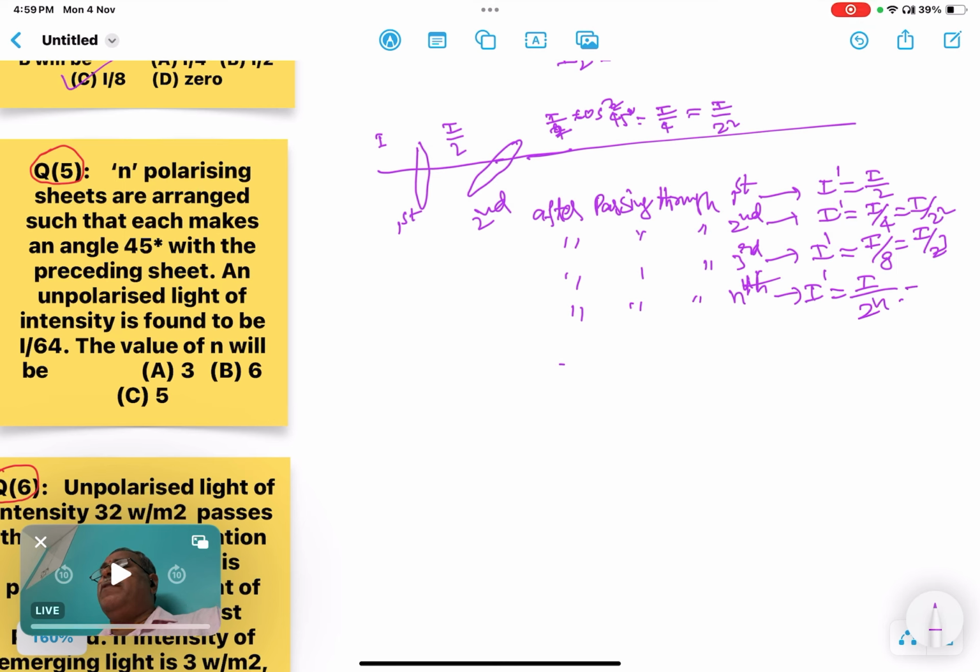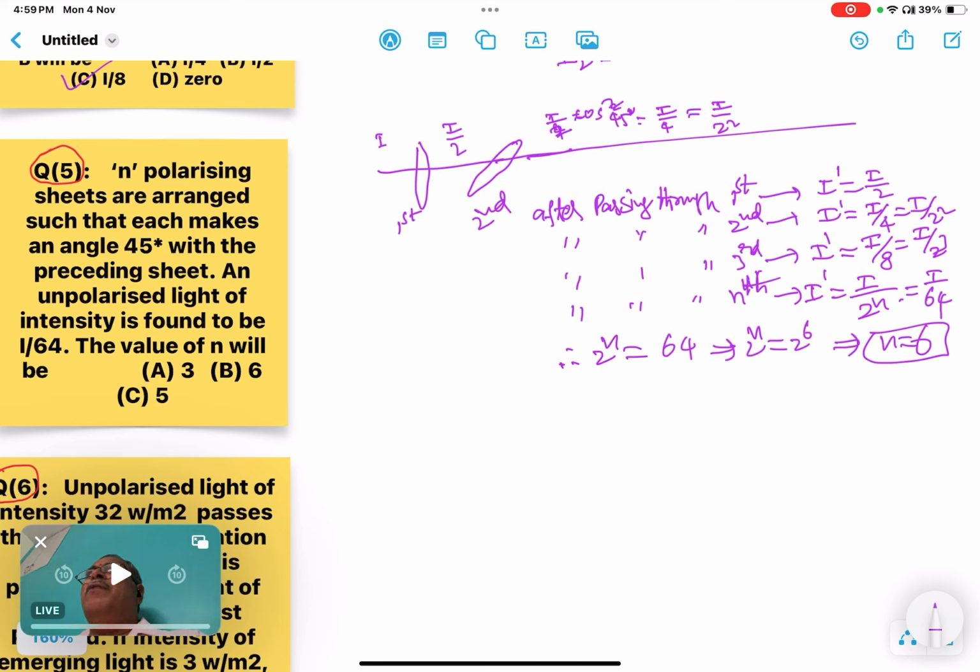This value is given as I by 64. Output intensity is given. So 2 to the power of n equals 64, that implies 2 to the power of n equals 2 to the power of 6, that implies n equals 6. My dear students, NEET aspirants, IIT aspirants, if you use x number of polarized sheets, the intensity reduces to 1 by 2 to the power of x part of the initial intensity. So this is the explanation.